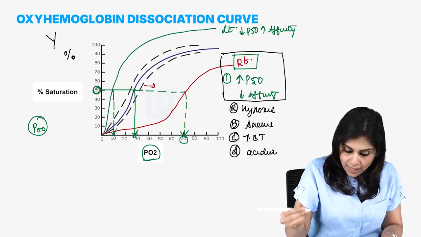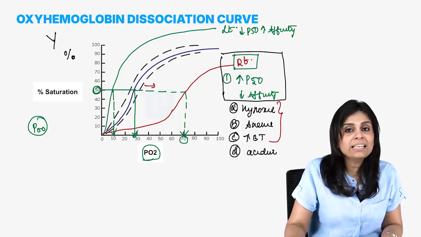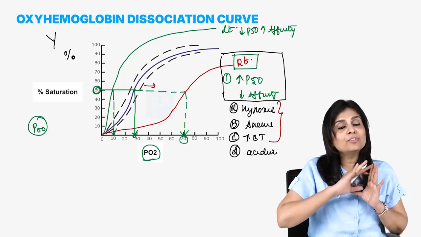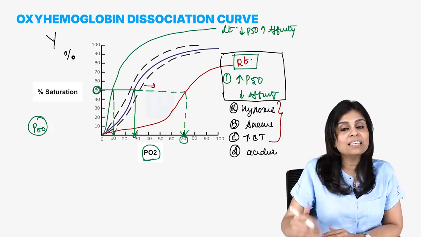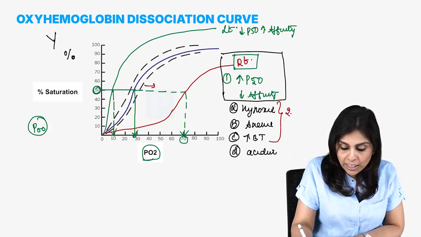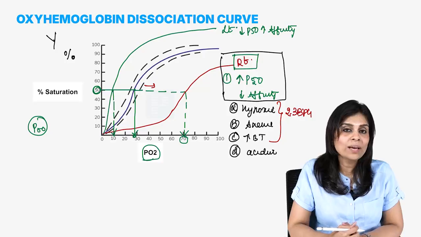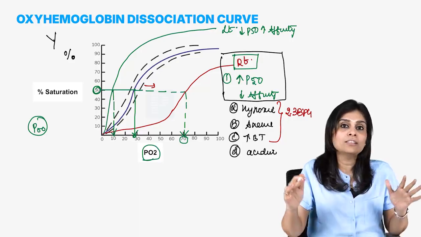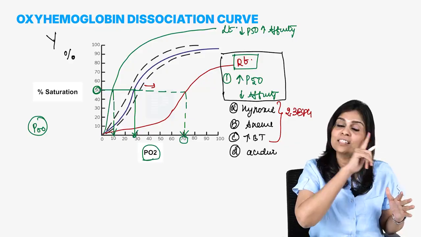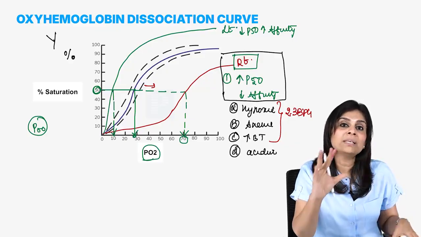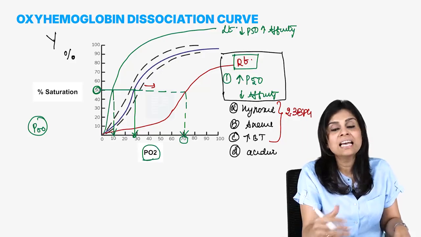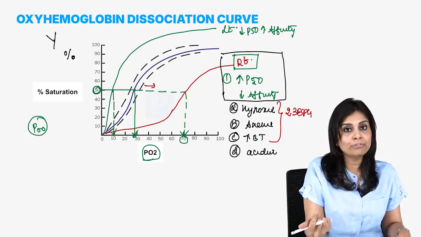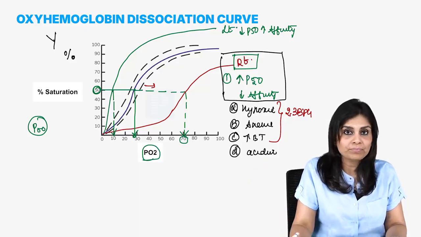Now, how? In the first three conditions, namely hypoxia, anemia, and increase in body temperature, the curve gets shifted to the right because in all these conditions, 2,3-BPG will be generated. Whenever a person is hypoxic, anemic, or has an increase in body temperature, glycolysis will be stimulated. And I told you in the session on glycolysis that 2,3-BPG is a byproduct of glycolysis. That 2,3-BPG reduces the affinity, shifts the curve to the right.